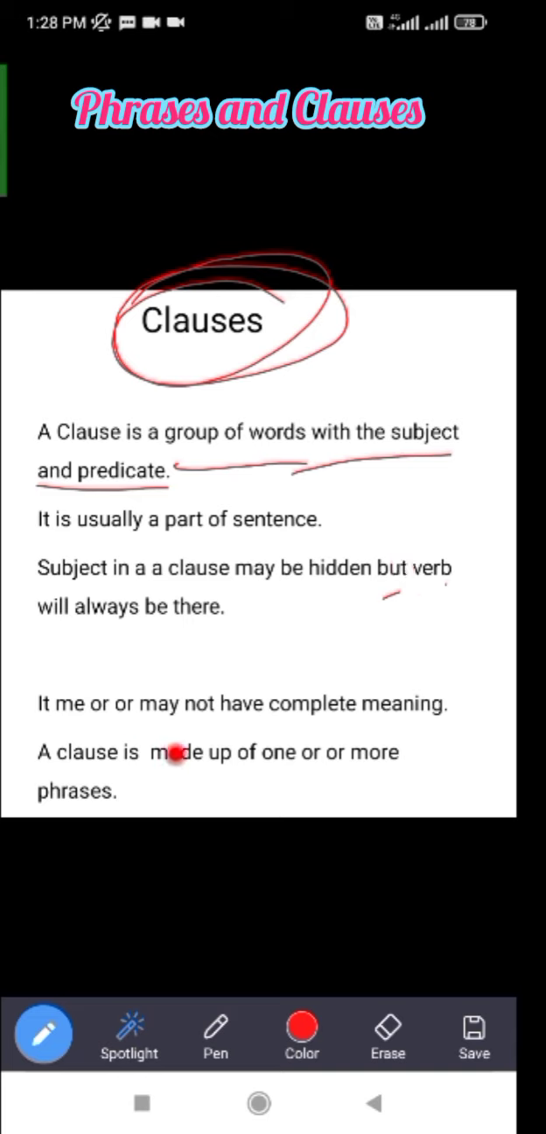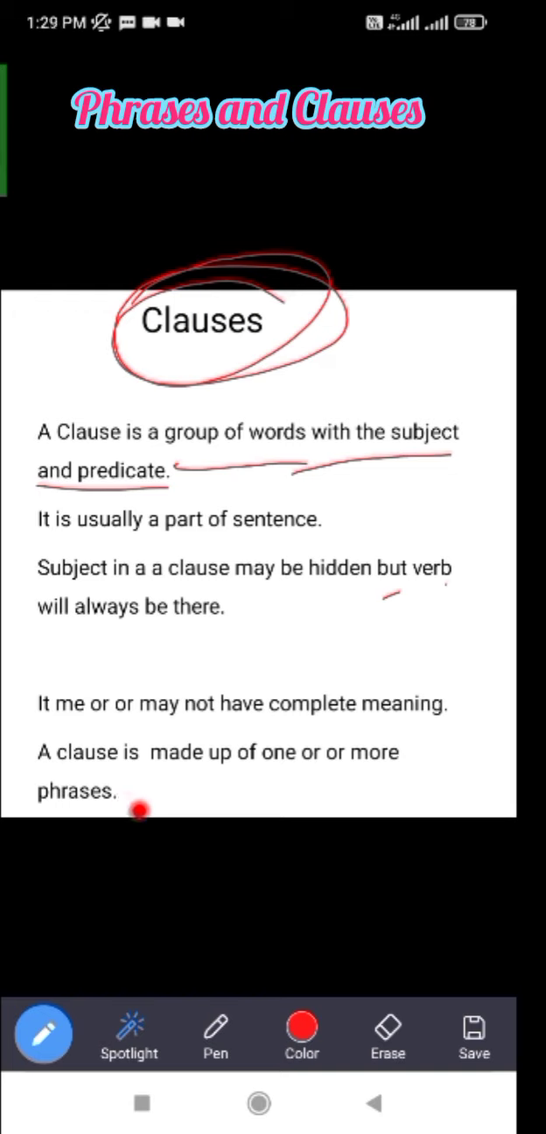It may or may not have complete meaning. I have already said that a clause may give you complete sense, and it may not. Why? A clause is made up of one or more phrases. Phrases are the parts of a clause.